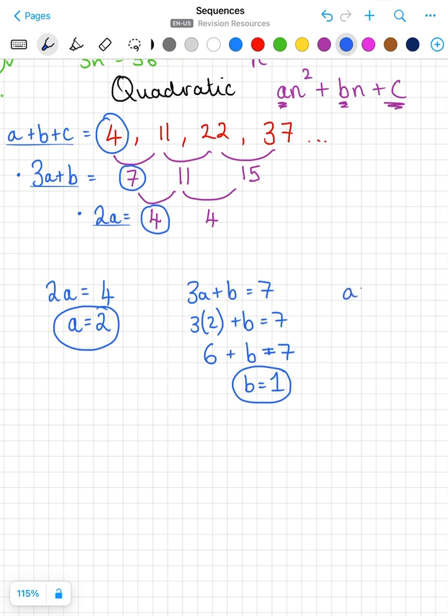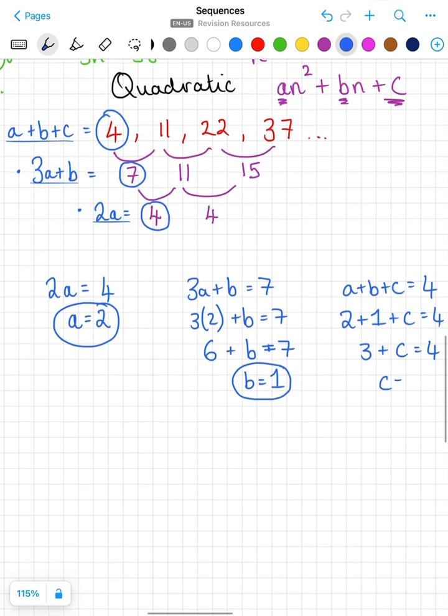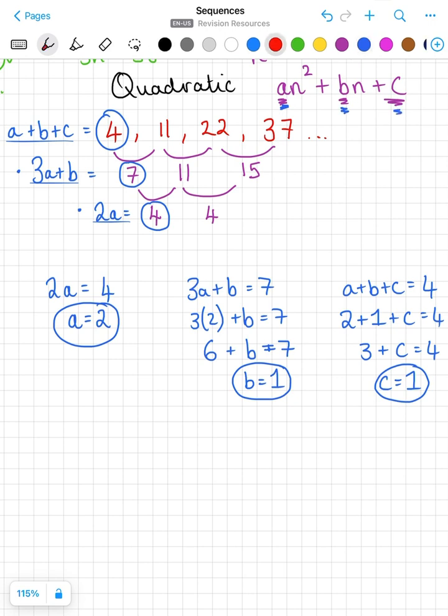And then a plus b plus c is equal to the first term in the sequence, which here is 4. We know a and we know b. So that's 2 plus 1 plus c equals 4. So that's 3 plus c equals 4, so c must be 1. And now you've found your values of a, b and c, we substitute that back into our nth term form. So that's 2n squared plus 1n plus 1. And that's our expression for the nth term.